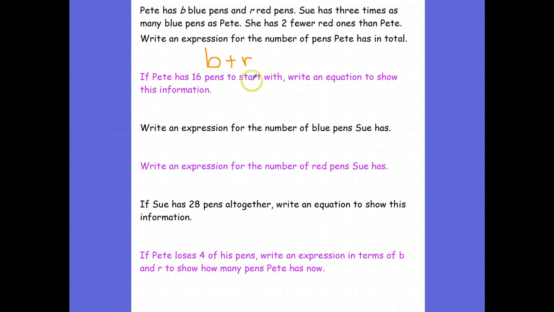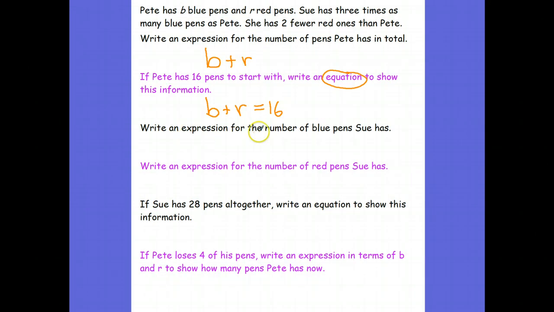Now, if we have the additional information that Pete has 16 pens to start with, we can then say, well, now we know that B plus R must add up to 16. And once we have the equal sign in it, we do have an equation and not an expression.